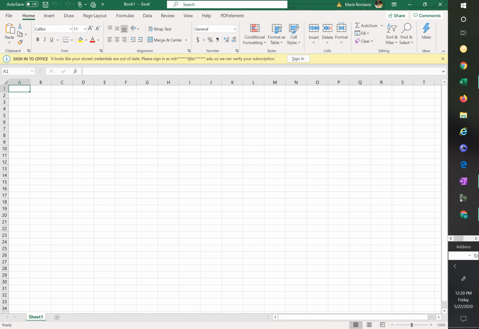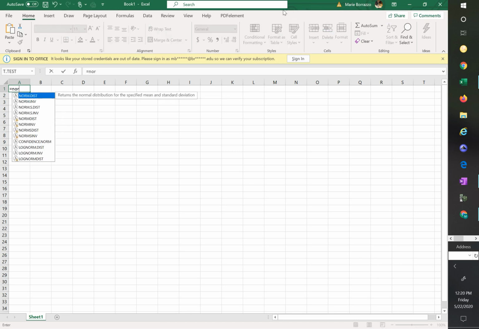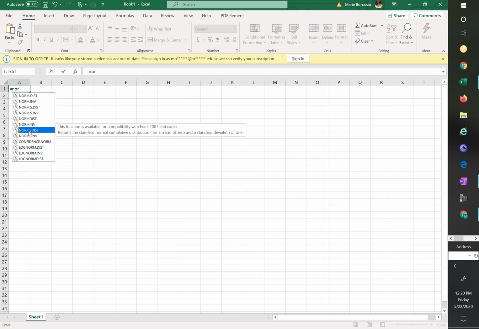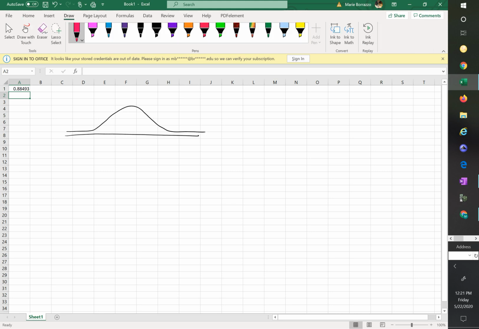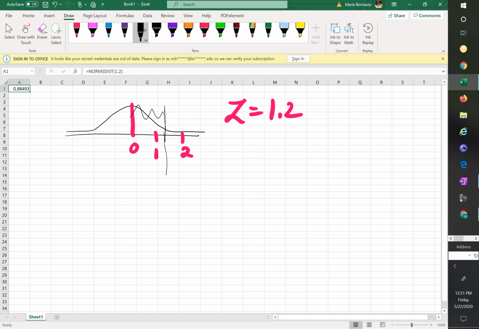And one of them is equals NORM.S.DIST. Okay, and I want you to notice that I'm looking at NORM.S.DIST, you see how it has an S there. Say my z-score is 1.2, and I want to know the area behind it. So I'm looking at a diagram that's sitting as such. If my z-score of 0 is right here, here's 0, here's 1, here's 2, and so if my z-score is equal to 1.2, I'm somewhere in here, right? And so the area that you see there is this area.